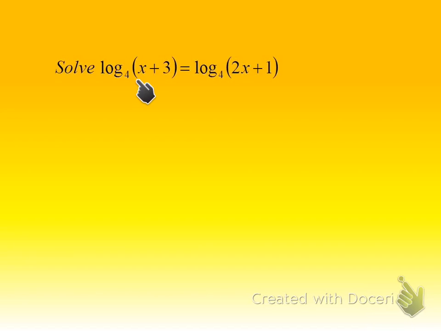So now that we determined that we have logs of the same bases on both sides, these logs can cancel out, and you can work with just the x plus 3 and just the 2x plus 1. So x plus 3 equals 2x plus 1, and that's it.